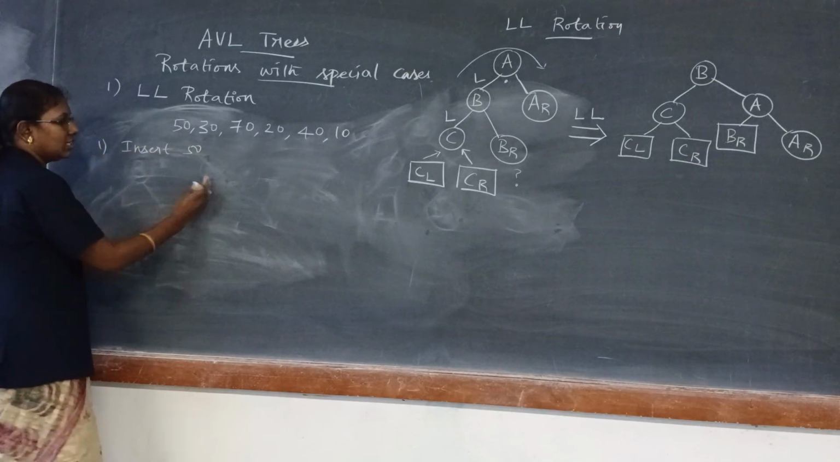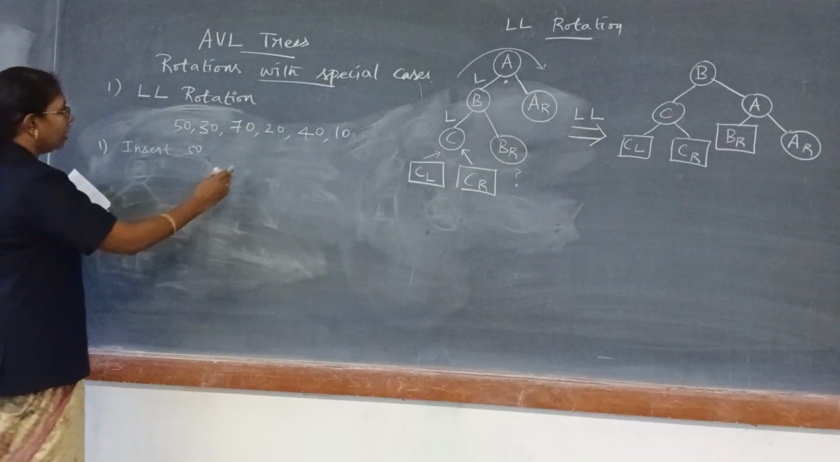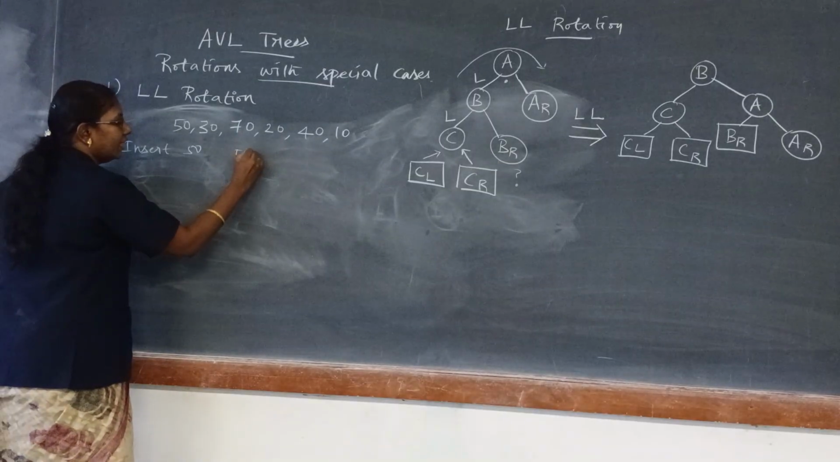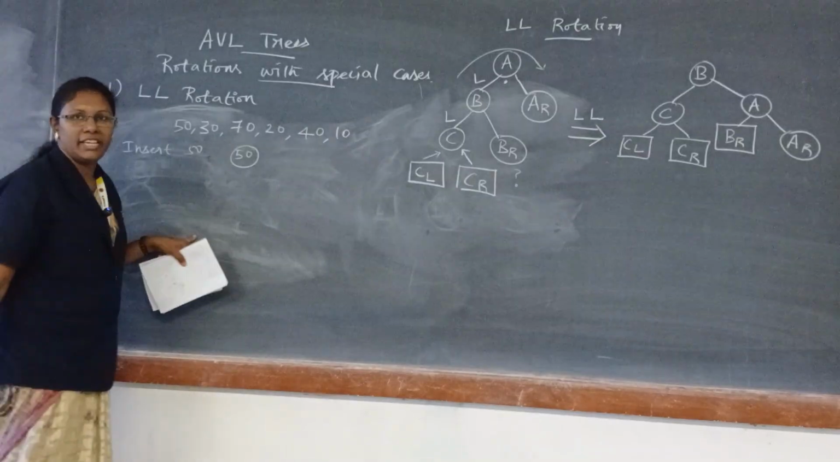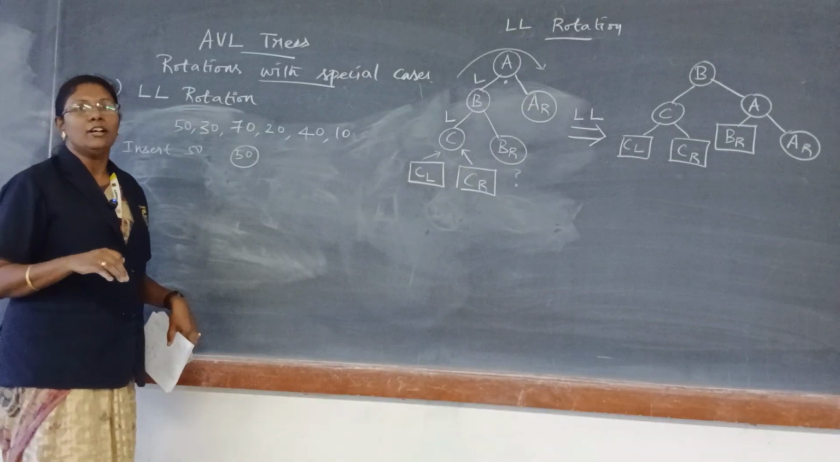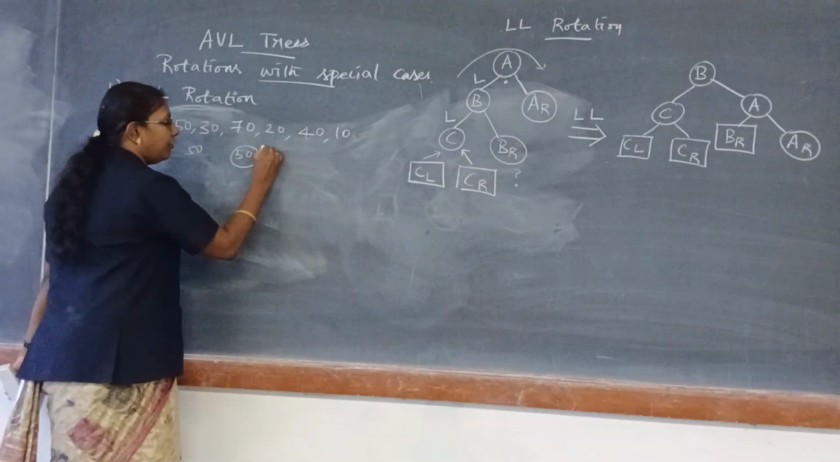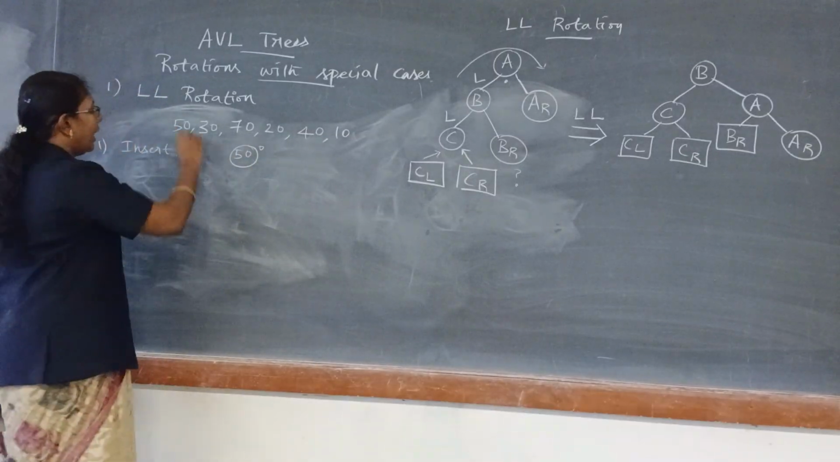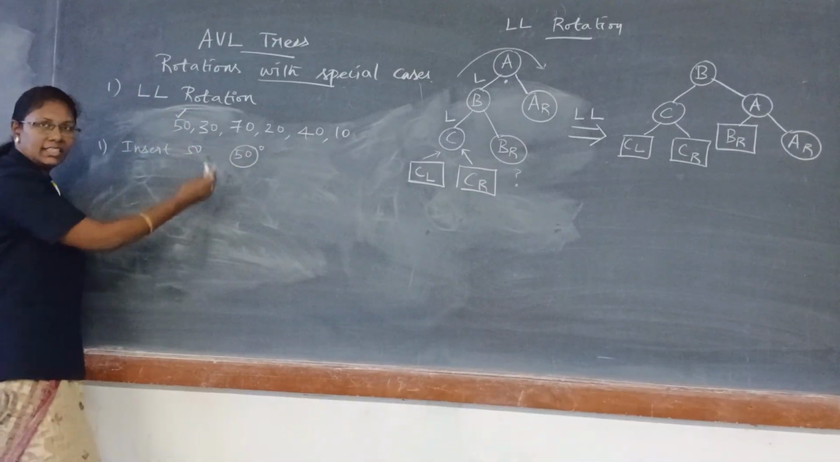So this is the first step. While inserting 50, what will happen? 50 is the root node here. So this 50 is the root node as well as the leaf node. So the balance factor for this node is 0. And I have inserted 50. Now I am going to insert 30.